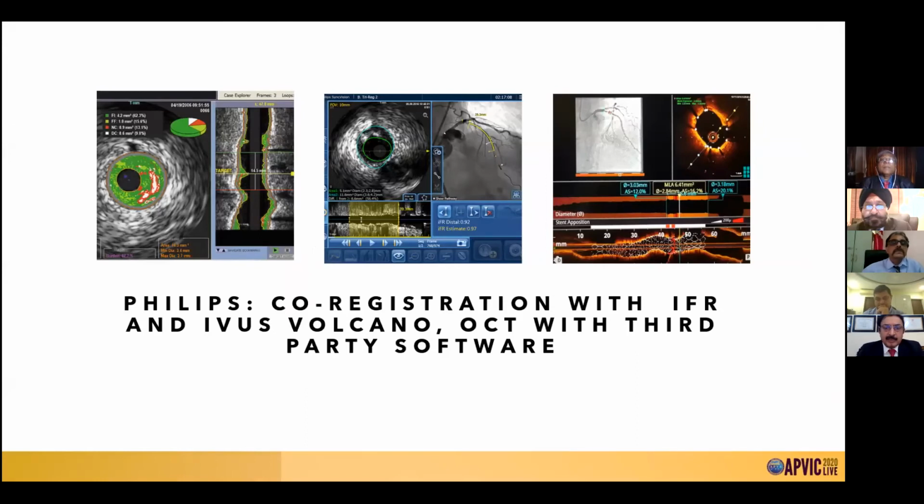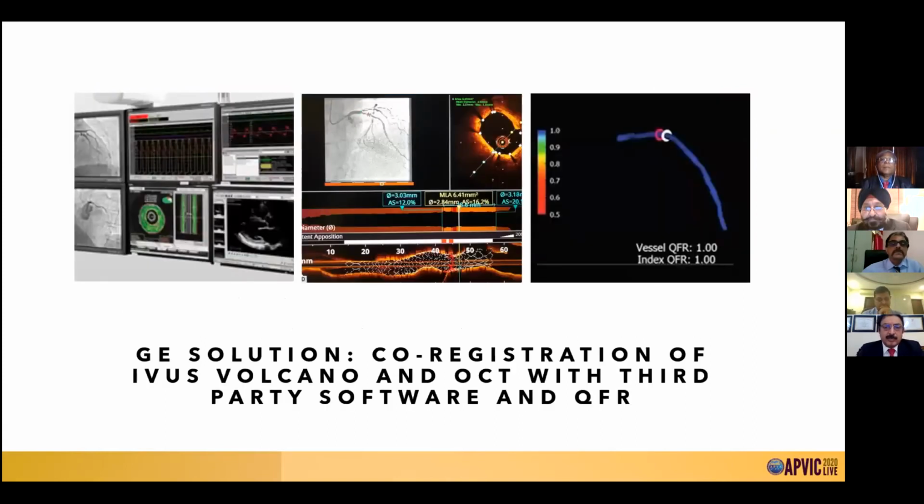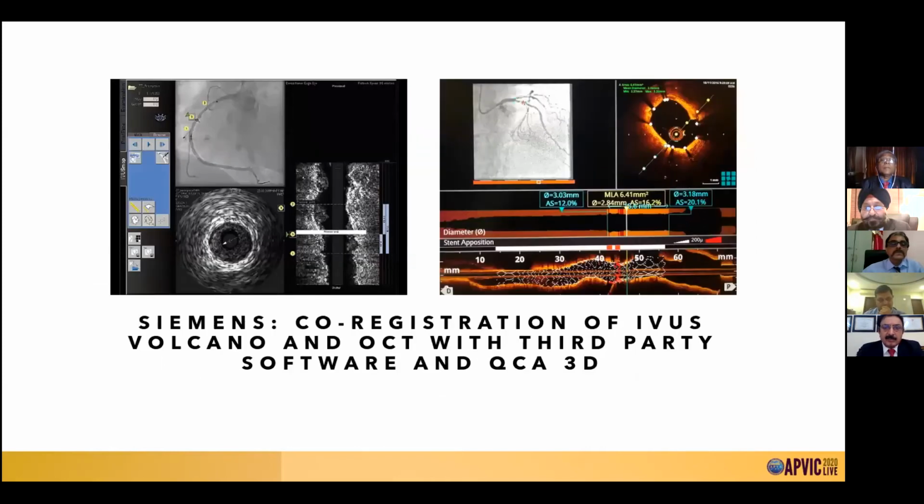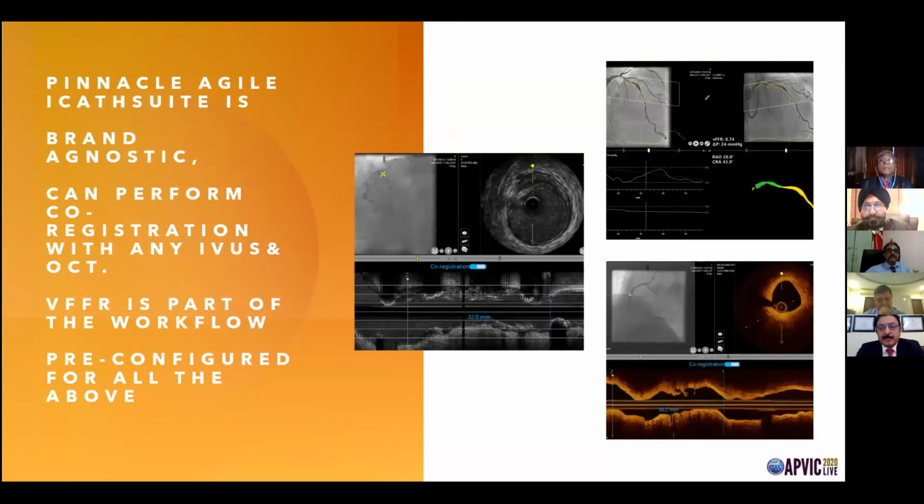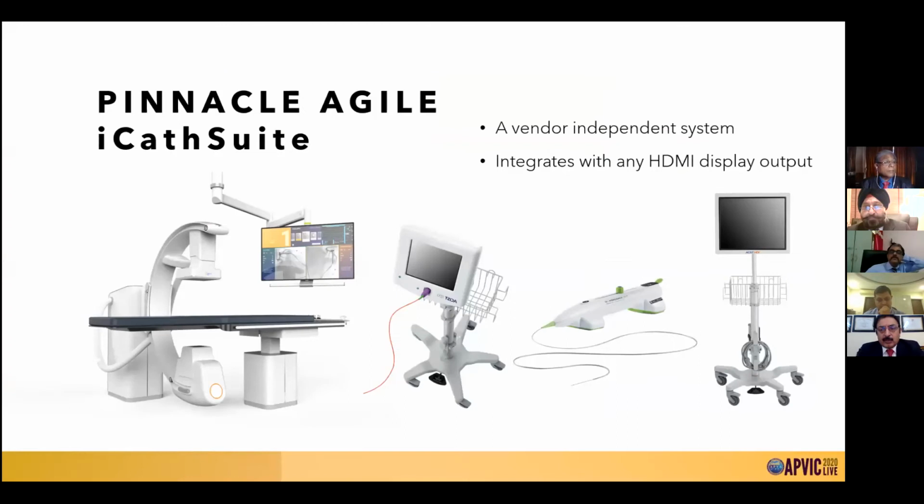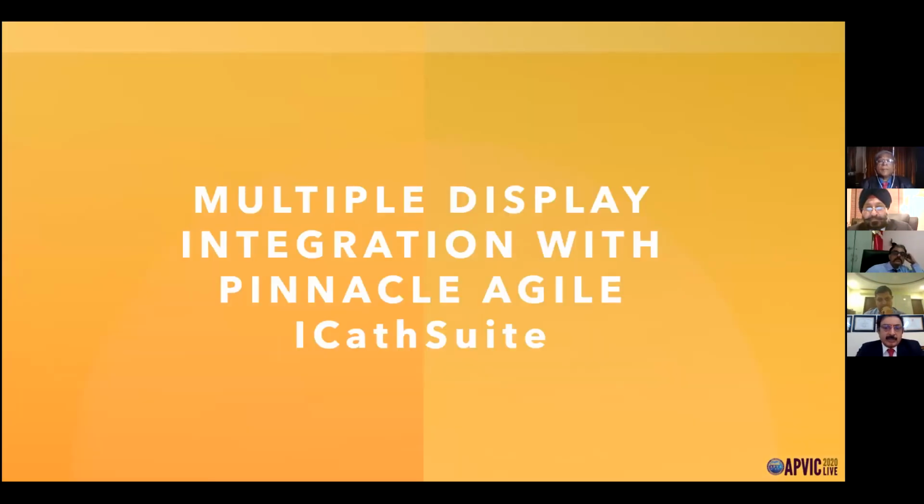Let me just go through different machines quickly. Although co-registration is possible in a Philips machine, you require an integrated IVUS and Volcano machine where it is co-registered, or a third-party software solution. Similarly, GE and other vendors have the same issues. So what is required is an integration, like in this cath lab, which is an iCath suite, where you have an integration of IVUS and OCT and 3D imaging and 3D echo and 3D EP mapping all involved.